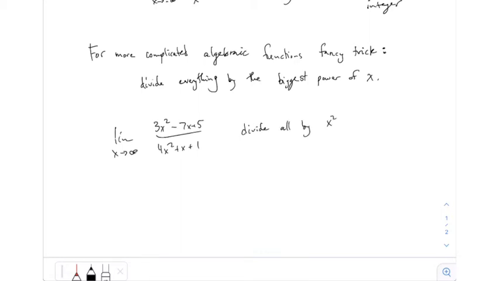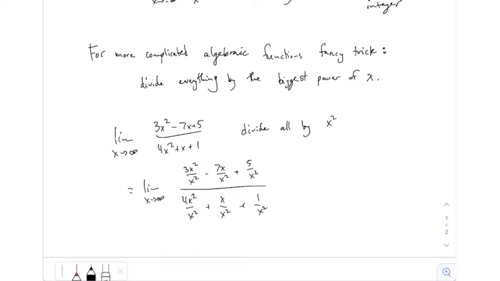Since we're doing the same thing on the top and the bottom, it's not going to change the fraction. This is just another way of writing the same thing. So we get lim x goes to infinity. All right, so 3x squared becomes 3x squared over x squared, and then minus 7x over x squared, plus 5 over x squared. I'm just dividing everything out by x squared on the top and on the bottom. 4x squared over x squared, plus x over x squared, plus 1 over x squared, right?